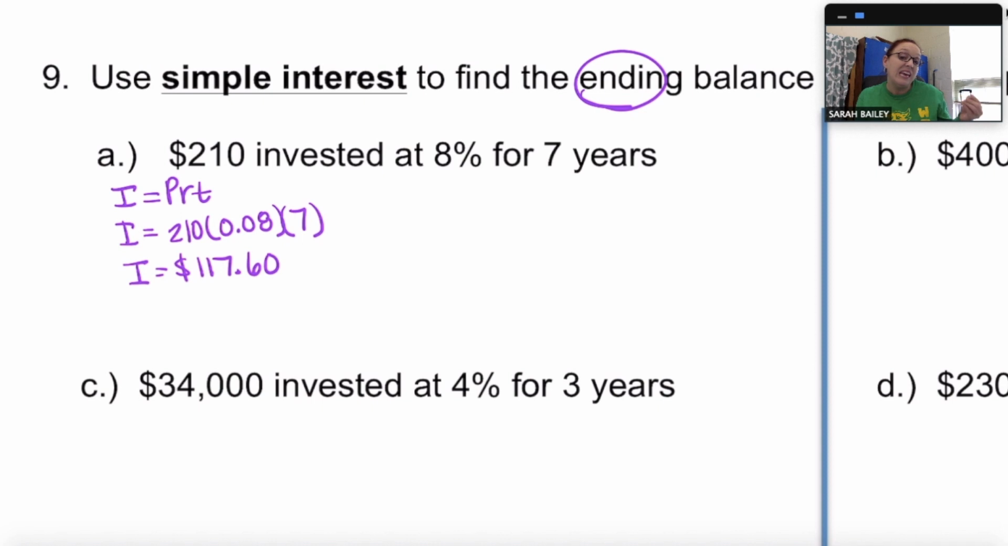But if I want to know the ending balance, I'm going to have to add the interest plus the principal. So the ending balance is going to be 117.60 plus my principal of 210. So that's $327.60.